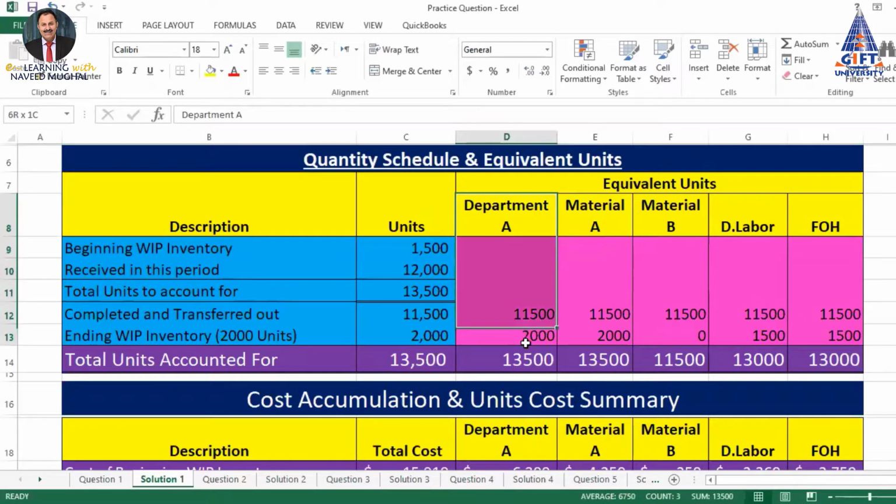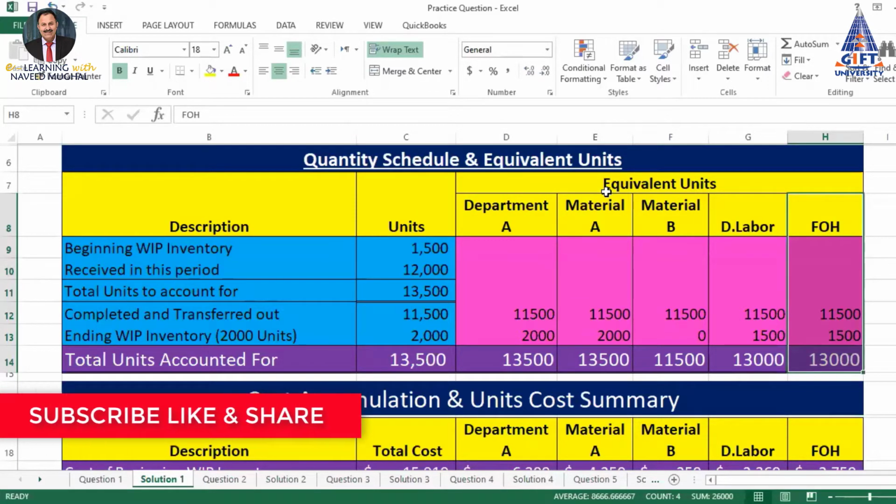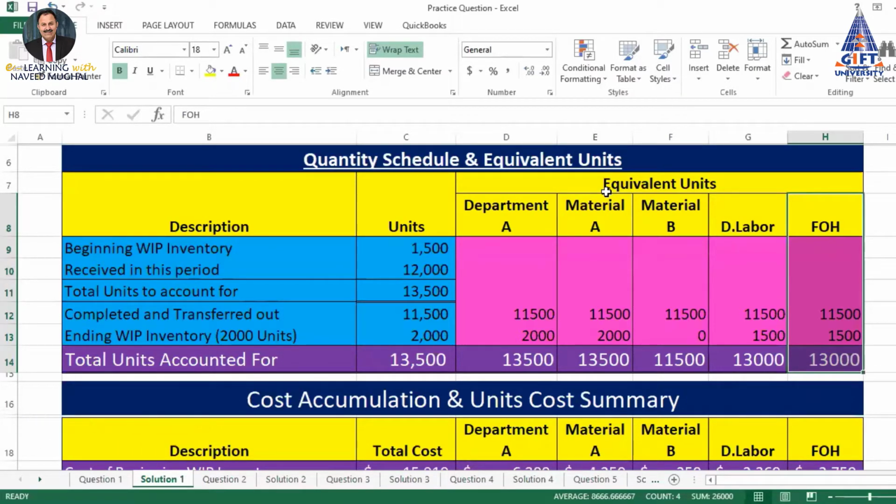And I have prepared 5 columns in this equivalent units, because some materials are added at start, some materials are added at end. Labor and FOH stages of completion are different, so that's why we will have different calculations of equivalent units, which we have already discussed before. When we have different stages of completion, we will have different equivalent units, and that's why we have to compute different equivalent units for each cost element. That's why I have prepared these 4 columns for this current department cost and 1 column for previous department cost.